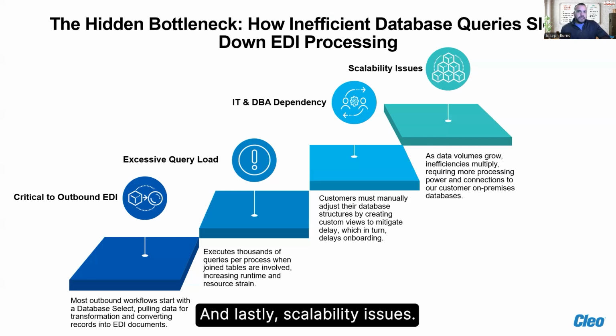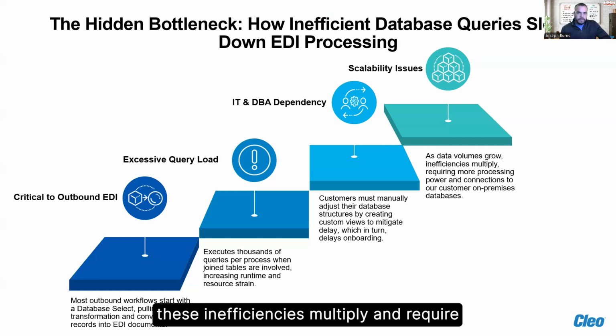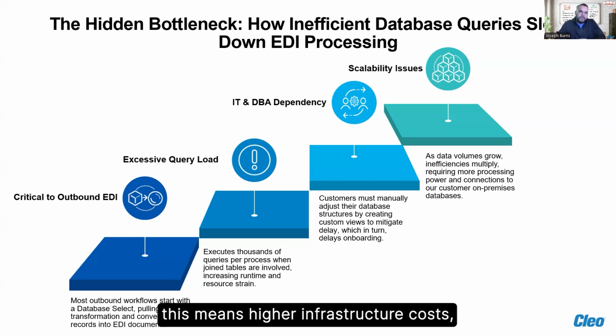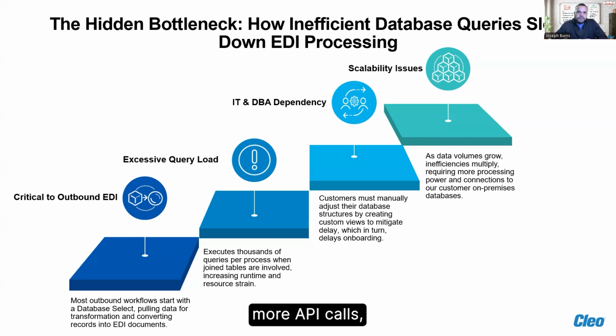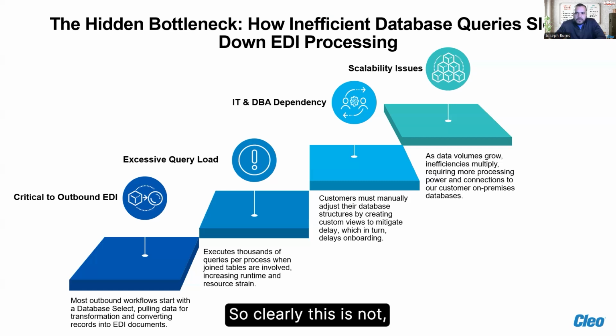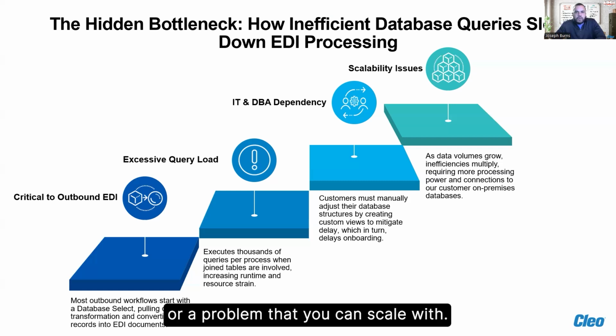And lastly, scalability issues. As data volumes grow, those couple of seconds here and there that contribute to general slowness multiply and require even more processing power and network resources to pull records. For customers relying on on-premises databases, this means higher infrastructure costs, more API calls, and slower processing speeds overall. So clearly, this is not a scalable solution or a problem that you can scale with.